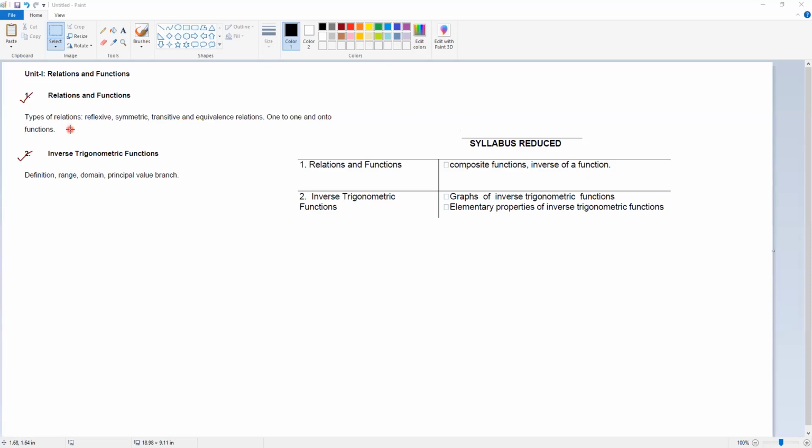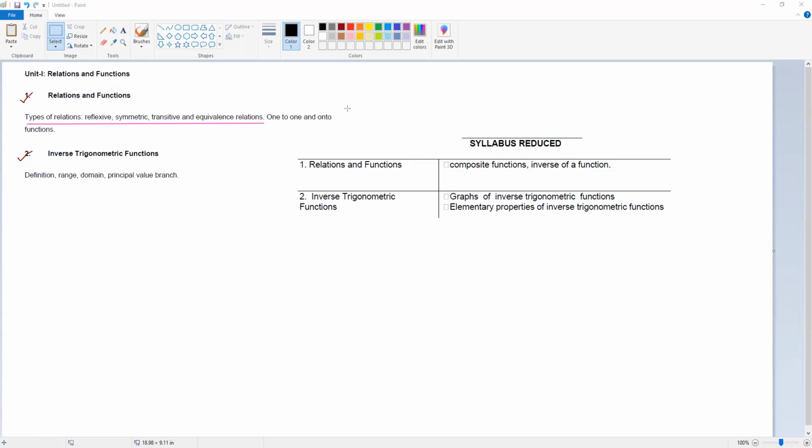This one we already discussed last year also. When we were discussing relations, I told you that in the next year we are going to discuss this. So we will discuss it again here. Different types of relations like reflexive relation, symmetric relation, transitive relation, and equivalence relation. This is the main thing that we are going to discuss.